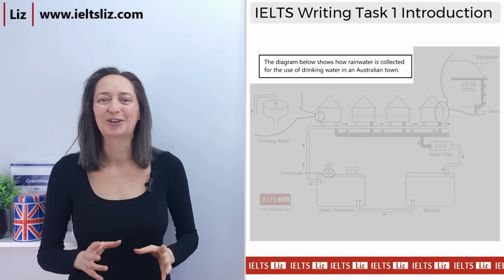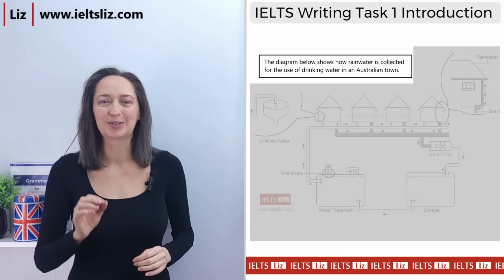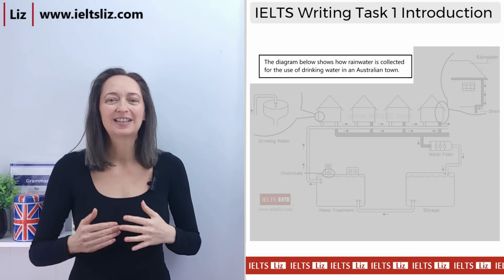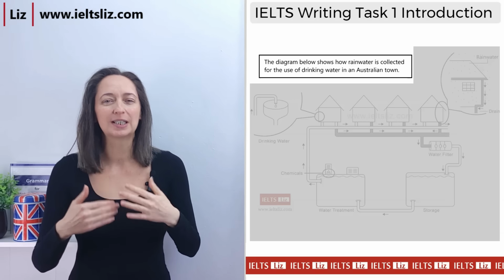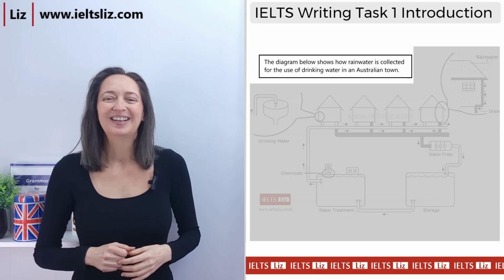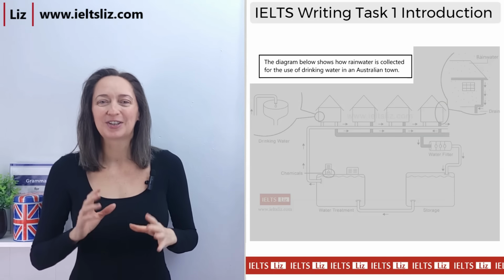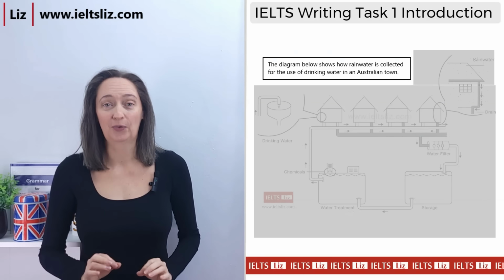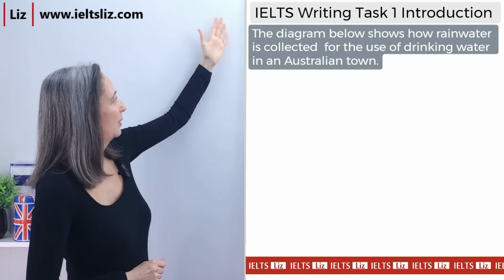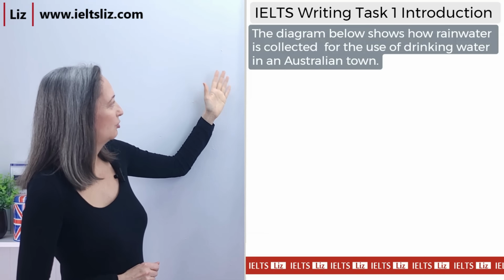Now, for this introduction, I've actually got 6 possibilities for you, ranging from about a band score 6.5 all the way up to the highest band scores. So let's start with the first 4. So here we've got our description. Let's have a look at the first introduction.